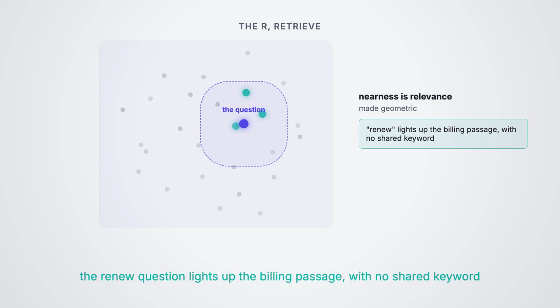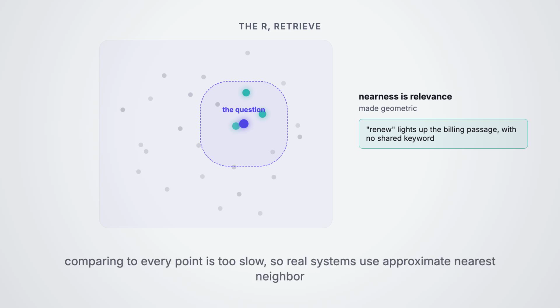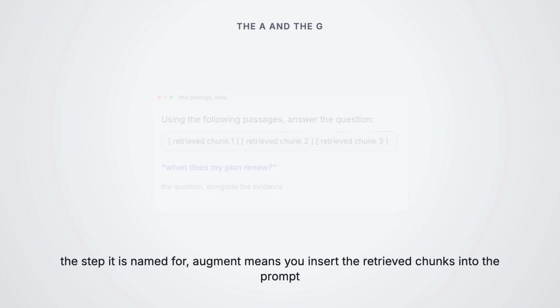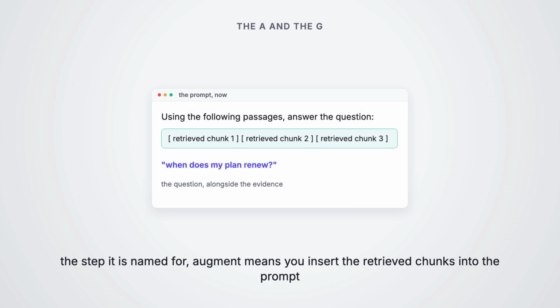With millions of points, comparing the question to everyone is far too slow. So real systems use approximate nearest neighbor search. Instead of scanning the whole cloud, it navigates cleverly, hopping straight into the question's neighborhood and checking only a tiny fraction of points. You find almost all of the true nearest neighbors, fast, not a guaranteed perfect set. Approximate, but close enough. Now the step the technique is named for, and the single most important correctness point here.